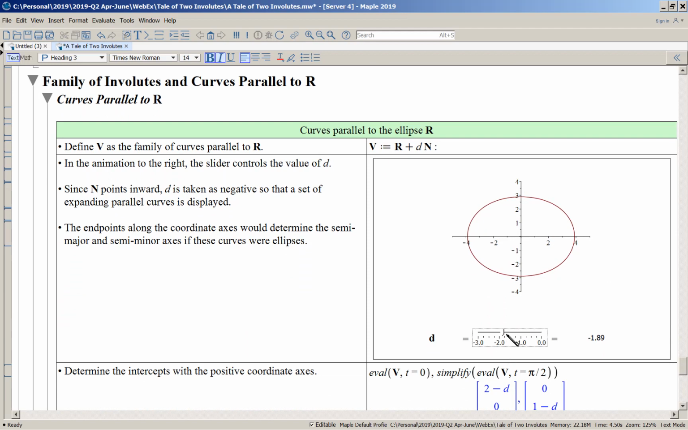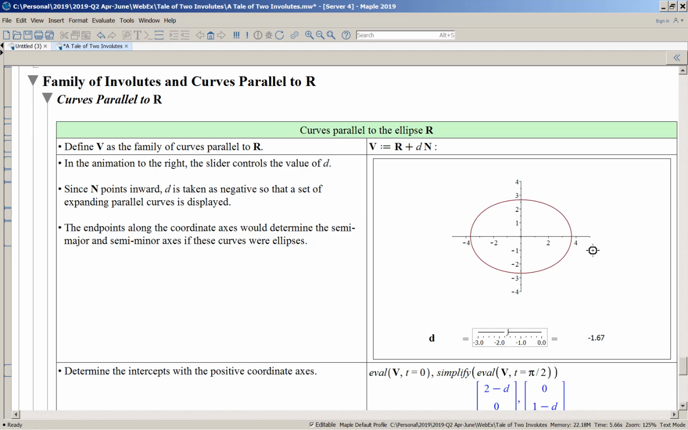Here is an animation. This slider controls the value of d, and notice that I'm using negative values so that dn, d being negative, points outwards, and you see closed curves that are oval. If you go inwards, if you get deep positive, you get funny stuff on the inside and much harder to visualize as being parallel curves. So this is a family of curves parallel to the ellipse. That's what they look like.